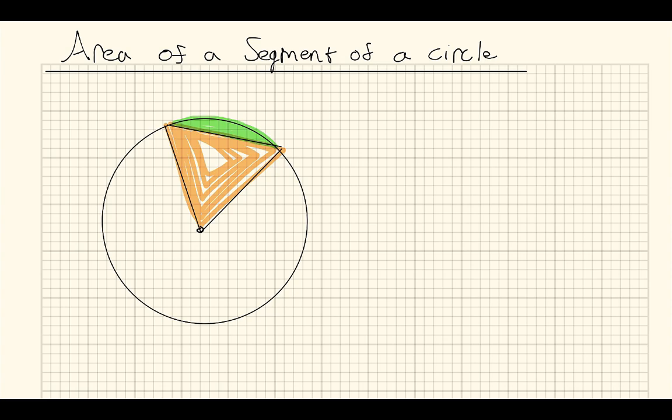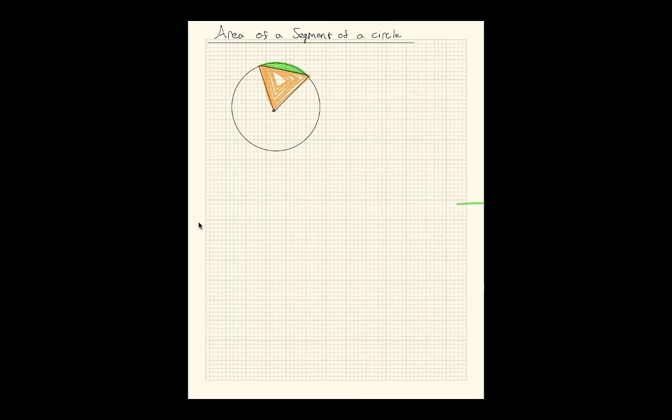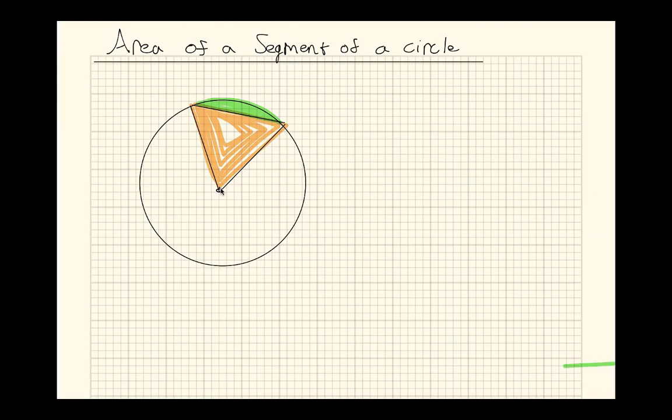Combined, this green area and the orange is technically what I was talking about before, that sector area. So in order to find just this green portion, we can take that sector area, remove the triangular part, the area of that triangle, and we're left with the segment. So that's how we're going to do this. Again, find the area of the full sector, subtract the area of this triangle, and that's going to give us what's left there in the green.